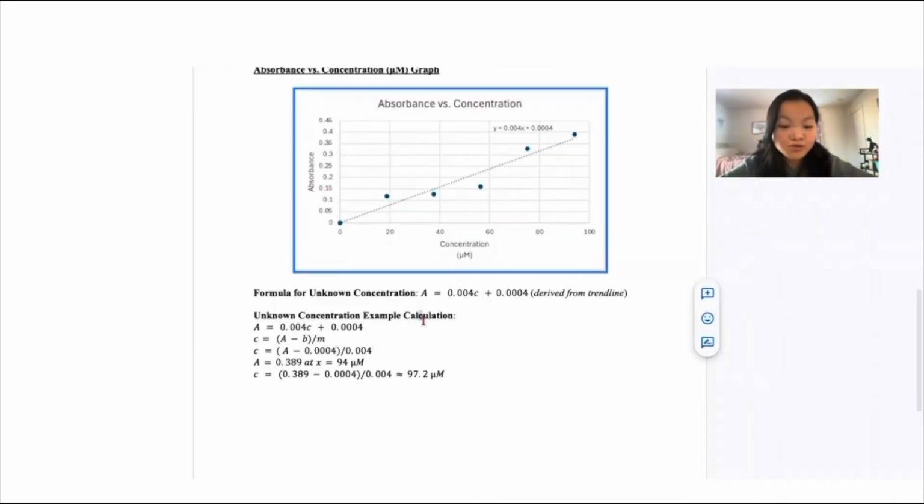The unknown concentration example calculation at 100% concentration, we found that our unknown concentration of red 40 in the vitamin water was approximately 97.2 micromolars. And this was just found by plugging in those values from the graph.